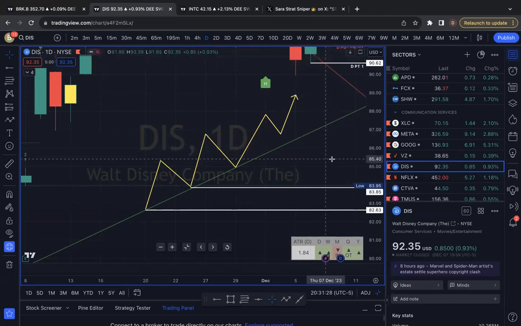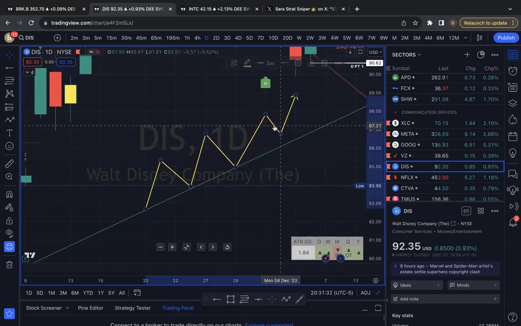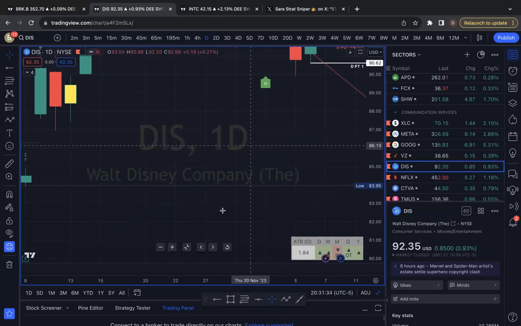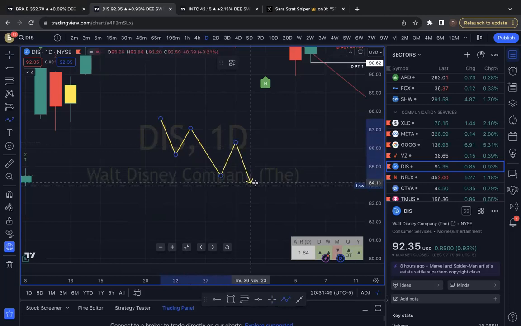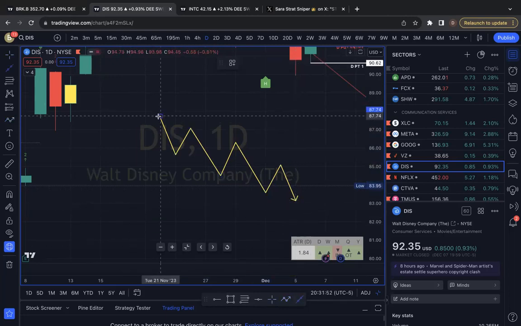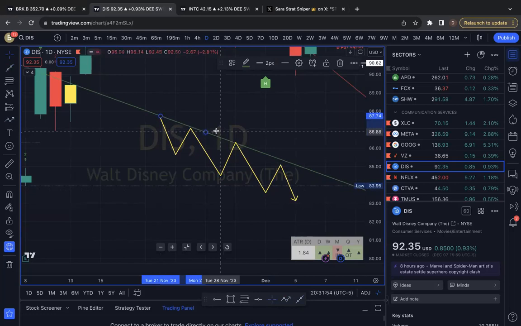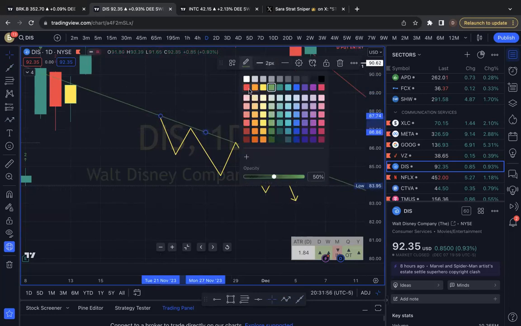So for a downtrend, it would be the opposite. We start at a higher price, we go down, and we have lower highs and lower lows. So now we're trending down. Okay, so we have lower highs and lower lows. That would be our trend line right there.